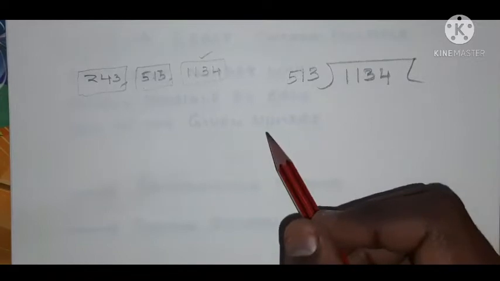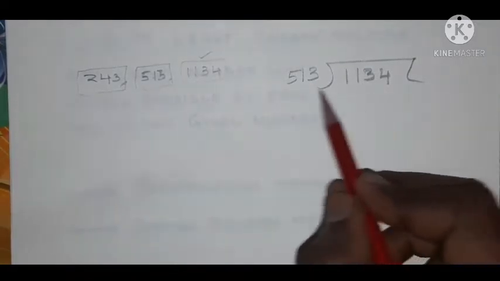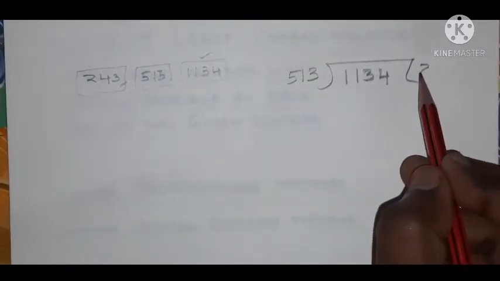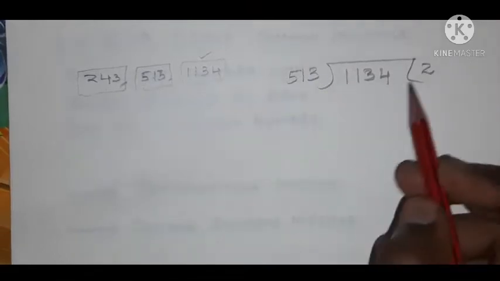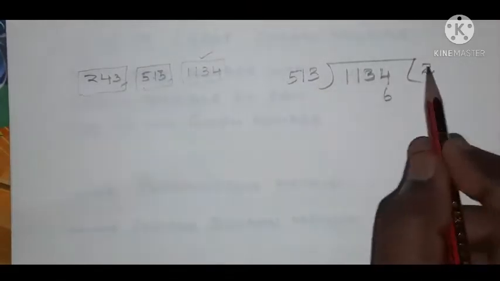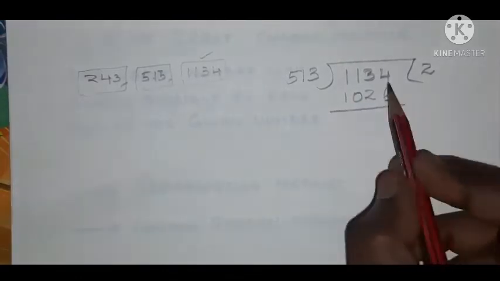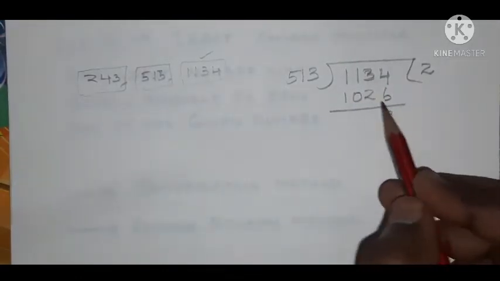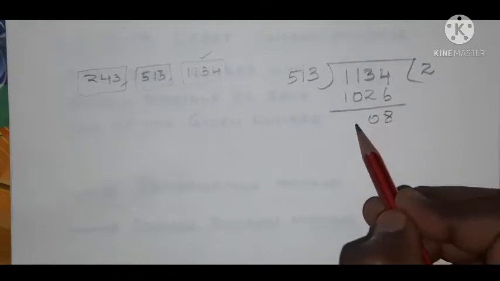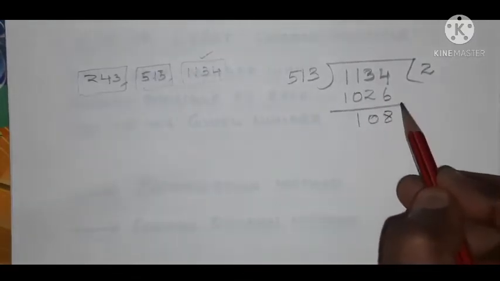So we'll divide now, right? How many 513 will come? 2, right? 2 we can put here. So 2 3s are 6, 2 1s are 2, 5 2s are 10. So the remainder is 108.